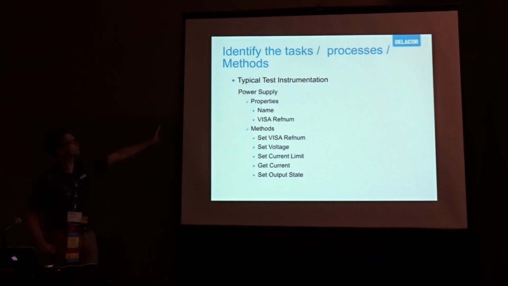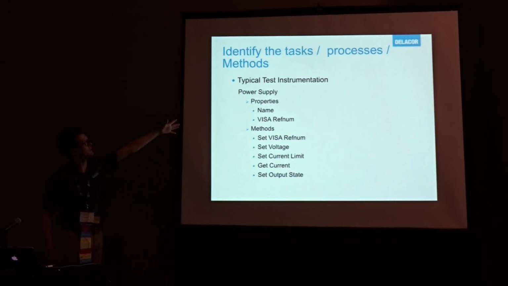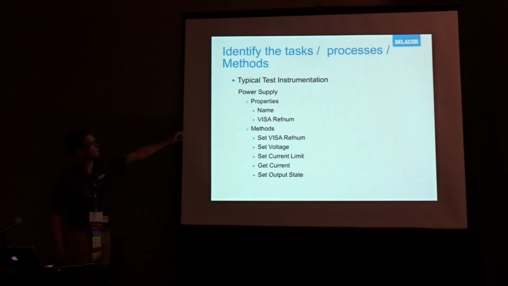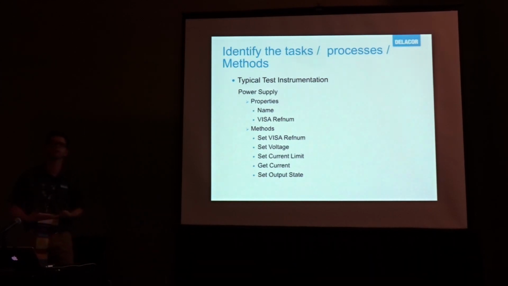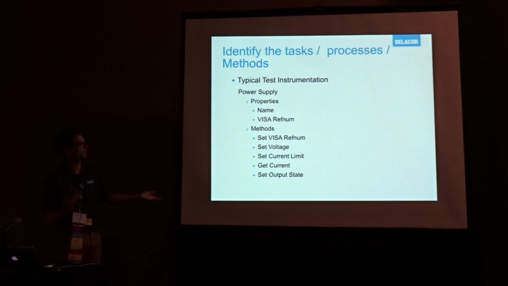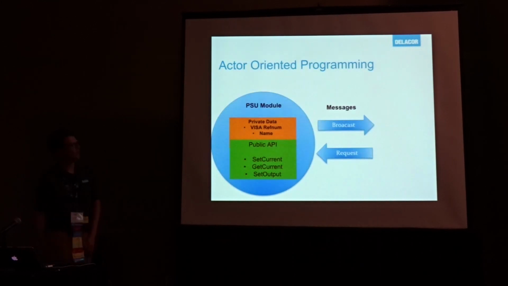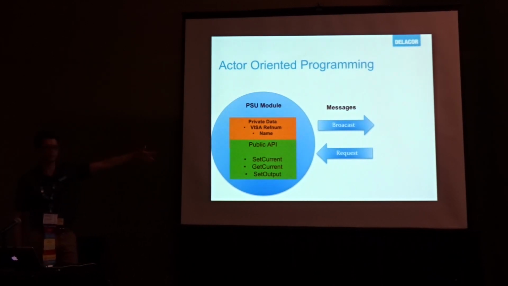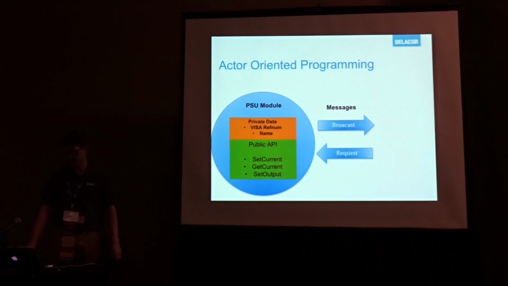In the case of my situation, if I take the power supply, for example, it's got properties that are held within its private data. Those properties might be the instrument's name and its VISA reference. And it's got some very simple methods, the things the instrument can do: set the VISA reference, set voltage, set current limit, get current, set output state. So then my module looks kind of like this. I've got some private data that holds the VISA reference. I've got a public API, things that I can invoke upon the module, and I use methods to interact with it.